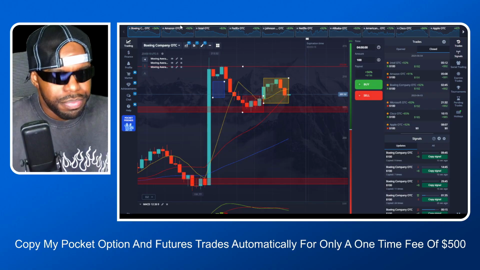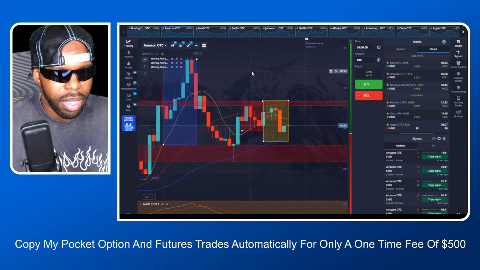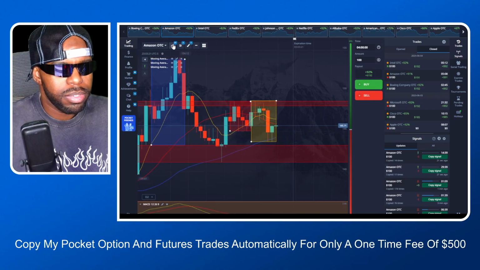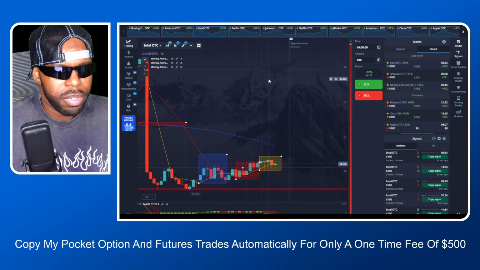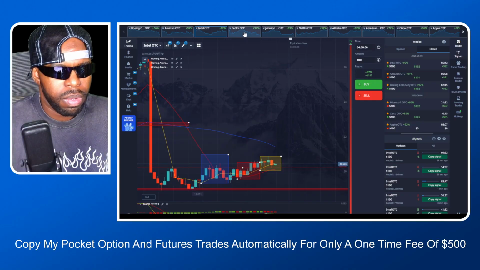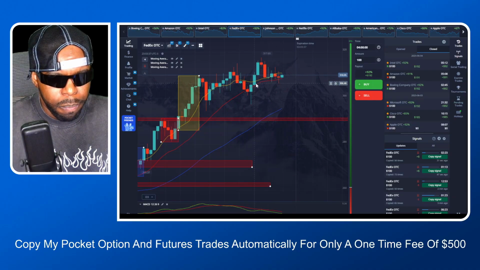Okay, so I marked up this chart here. I marked up Amazon, and yeah. So let's go ahead and mark up another chart. I marked up this chart as well. Let's go to FedEx and mark up this one. Okay, let me go. And I mark up these supply and demand zones on a 1 hour chart.